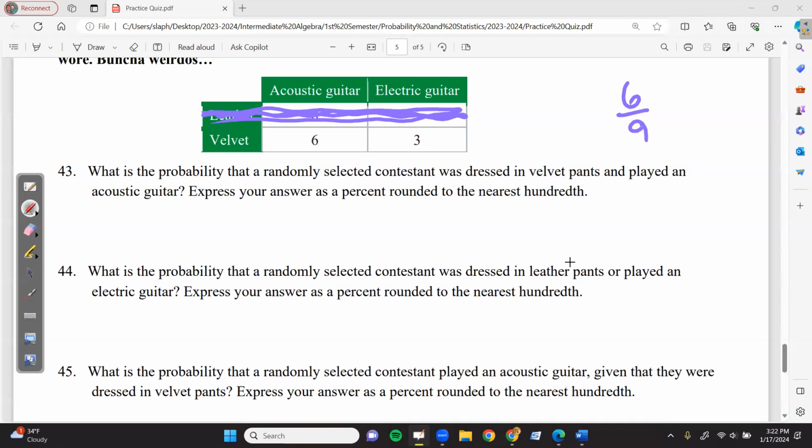So the answer is 6 out of 9, which of course then you would put in your calculator or not if you can do it in your head. It's 2/3, which then is 0.6 repeating, which is 66.67%, because the 6 before came up to a 7. We good there? All right, let's press on.